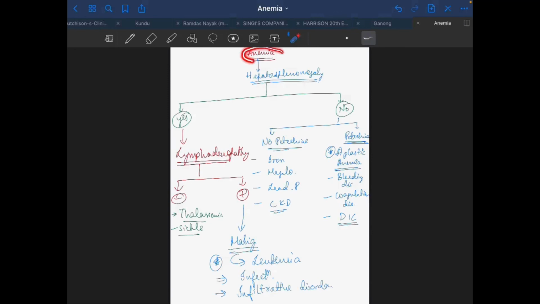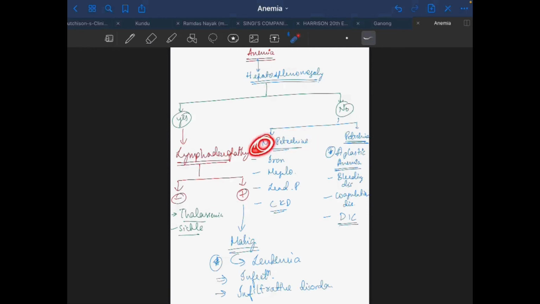That is, if a child comes with anemia, you look for hepatosplenomegaly. If it is present, you look for lymphadenopathy. If lymphadenopathy is present, you have to think of malignancies like leukemia. If not, you should think of thalassemia and sickle cell anemia. Based on this clinical approach, you decide what type of investigations to go through, and based on the investigation you go for a confirmatory diagnosis and start the child on treatment. If the hepatosplenomegaly is absent, you have to check for petechiae in the child.